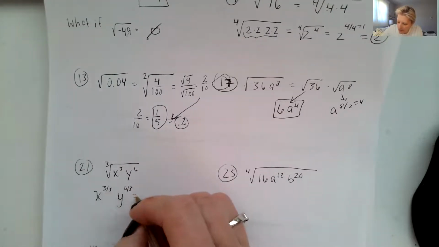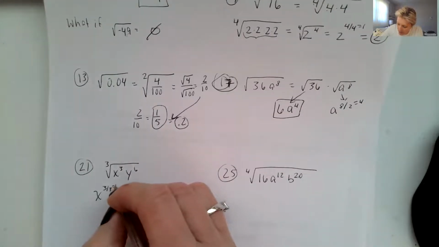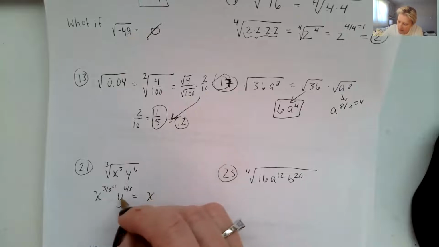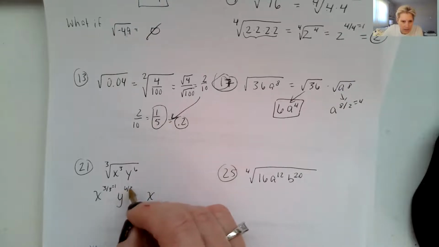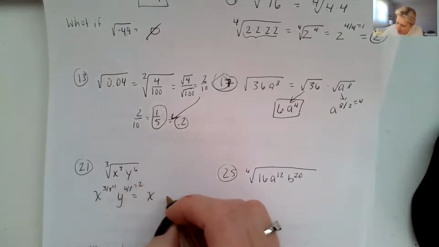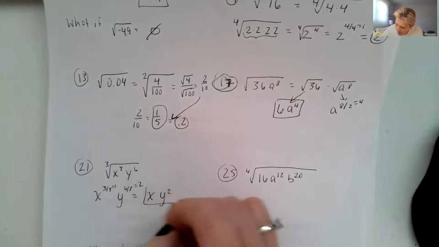So x to the 3 over 3 is just a 1, so that's x. And then y is to the 6 over 3. 6 divided by 3 is a 2, so it's y squared.